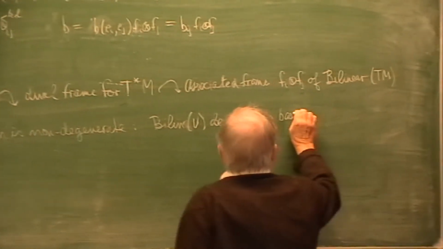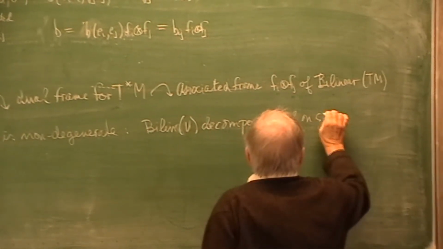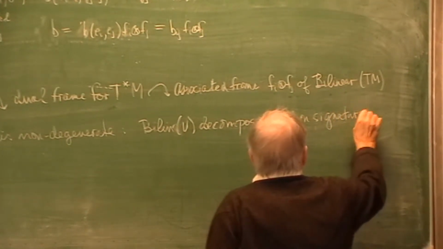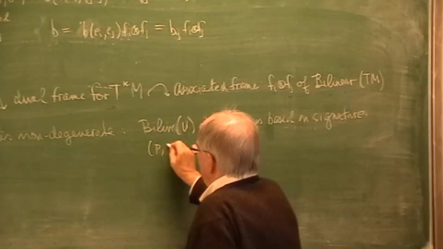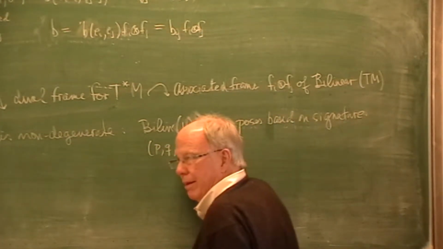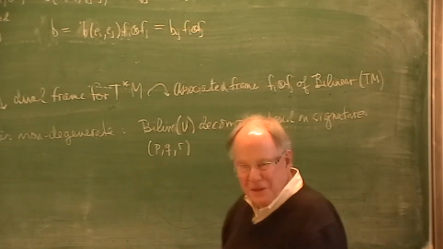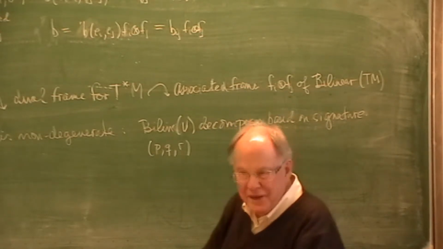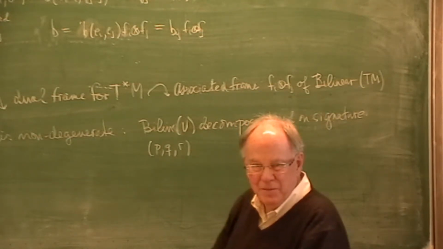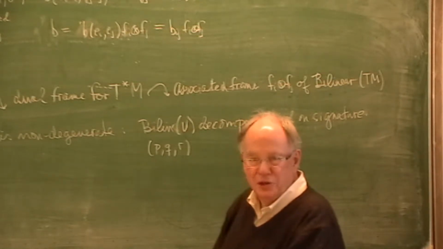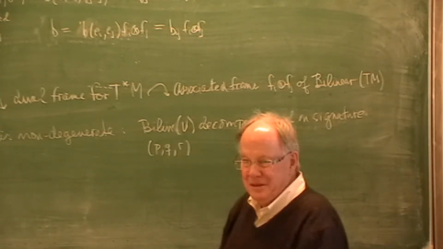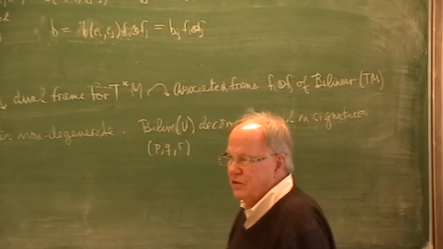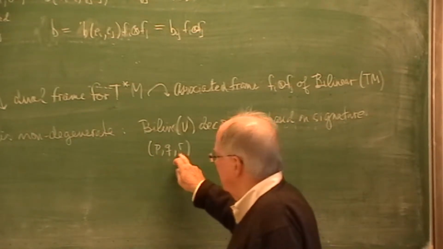Based on signature. I know there are some fancy ways to write signature, but I always write the non-fancy way: P, Q, R. That means this maximal positive space is p-dimensional, the maximal negative space is q-dimensional, and the degeneracy is r-dimensional. Okay? I like to do that. Just write it all out. Why not? You can write index and all of these things here, but I just write all the positive here.